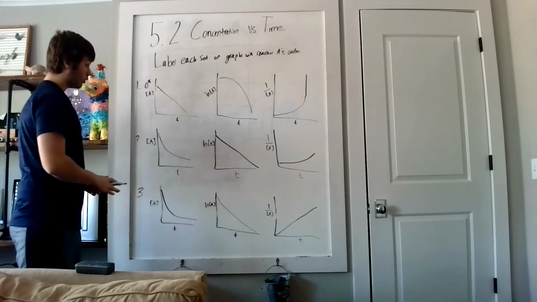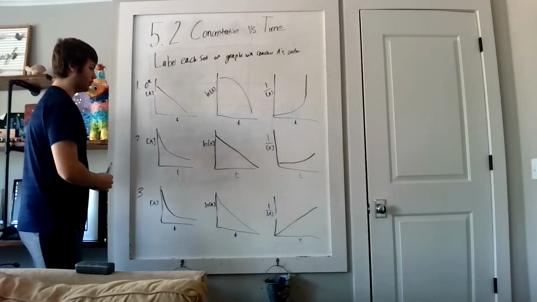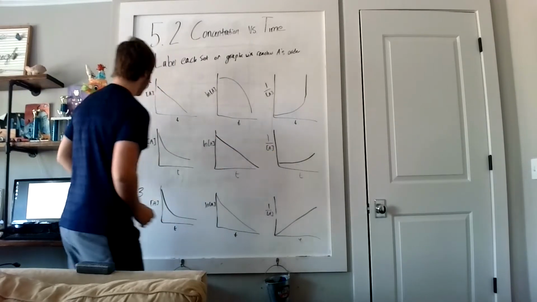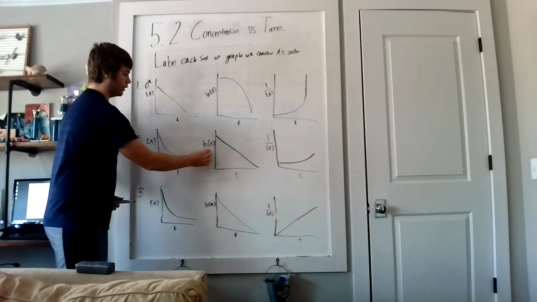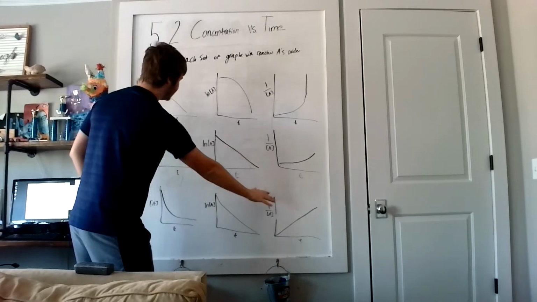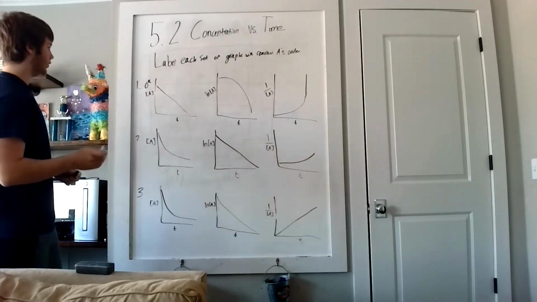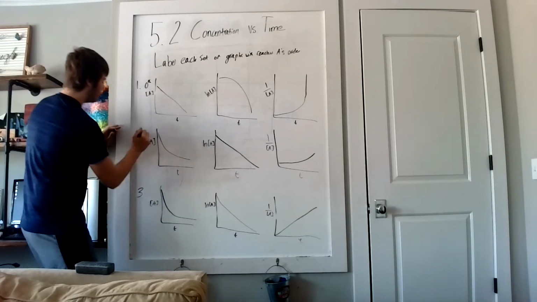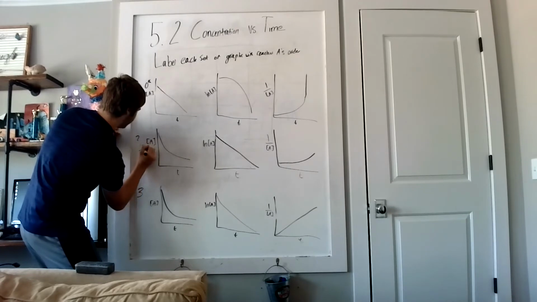So, for the second set of graphs, we can see that all of them are nonlinear except for natural logarithm of concentration of A versus time, which is decreasing linearly. So we can determine that this is a first order reaction.